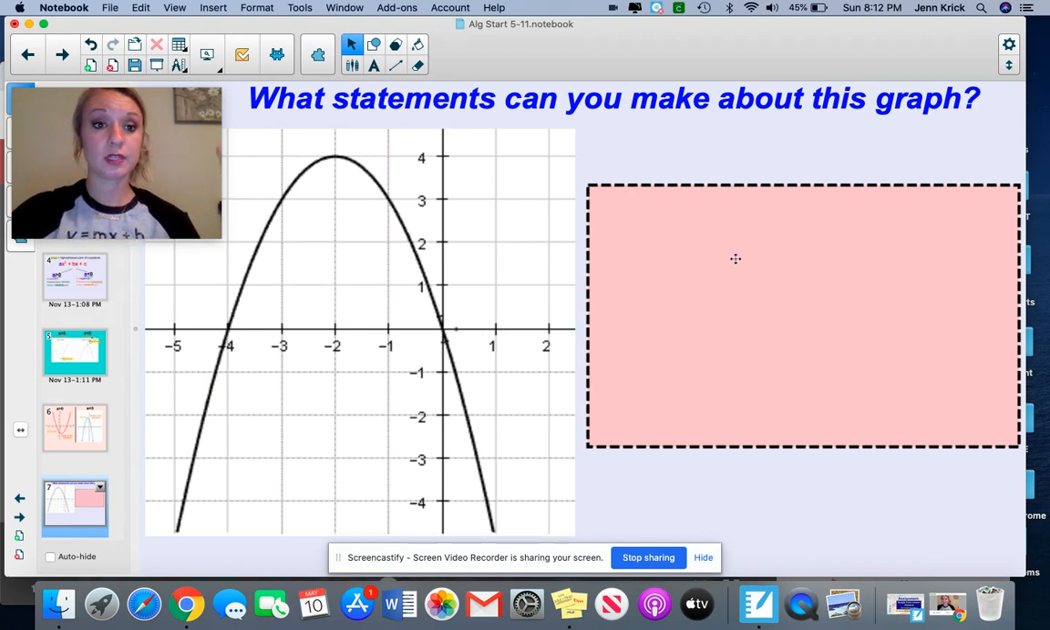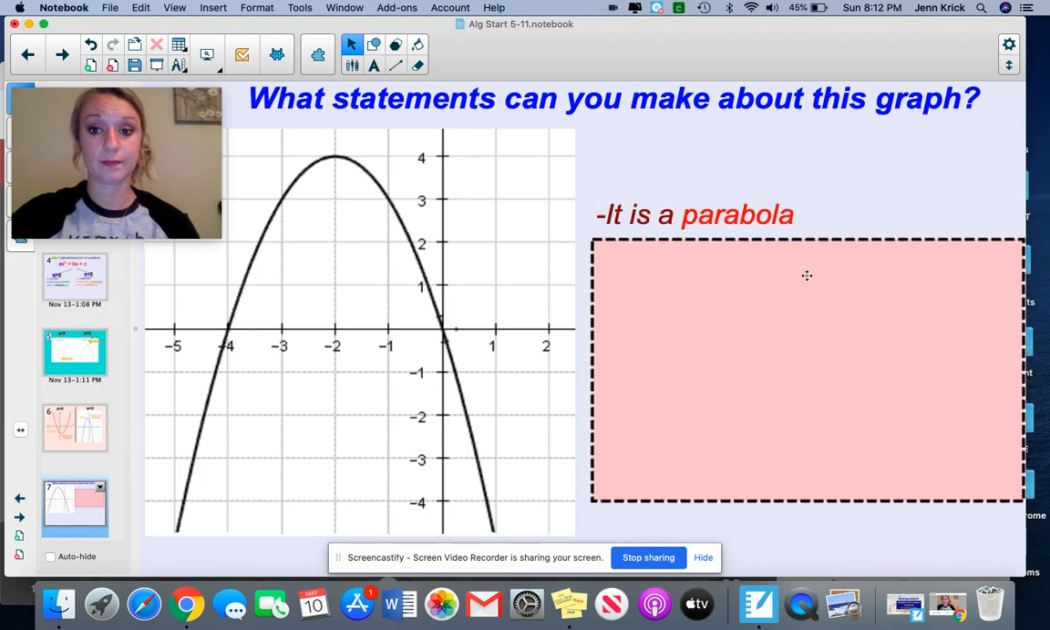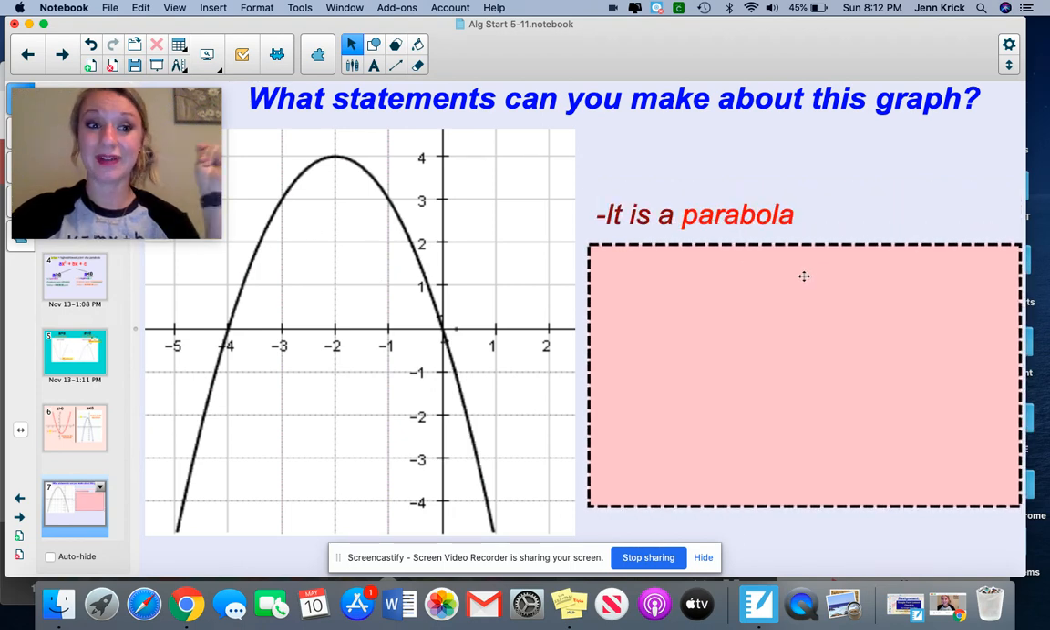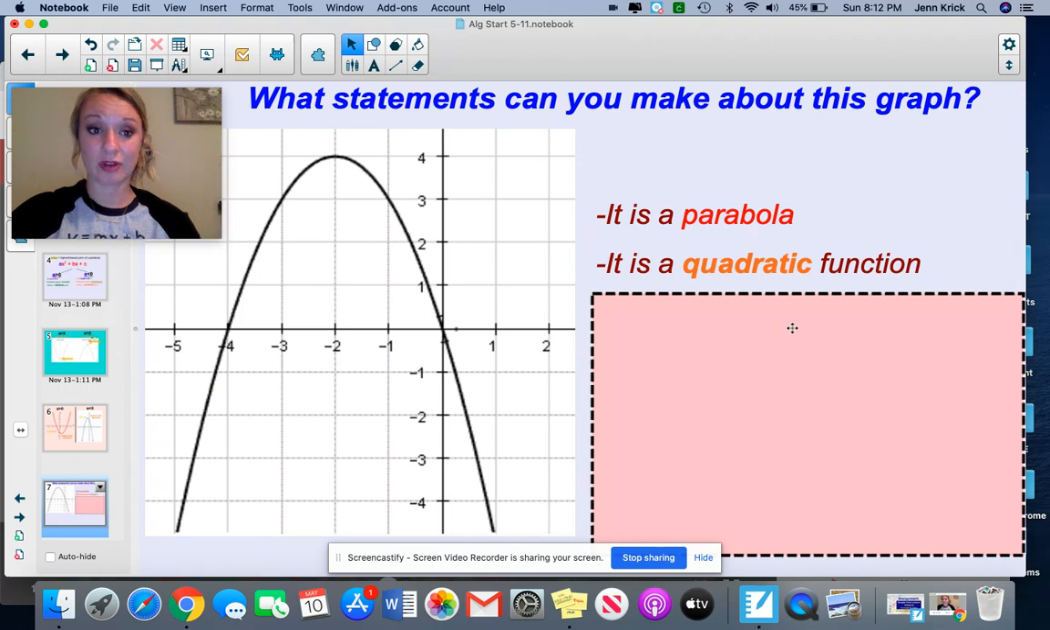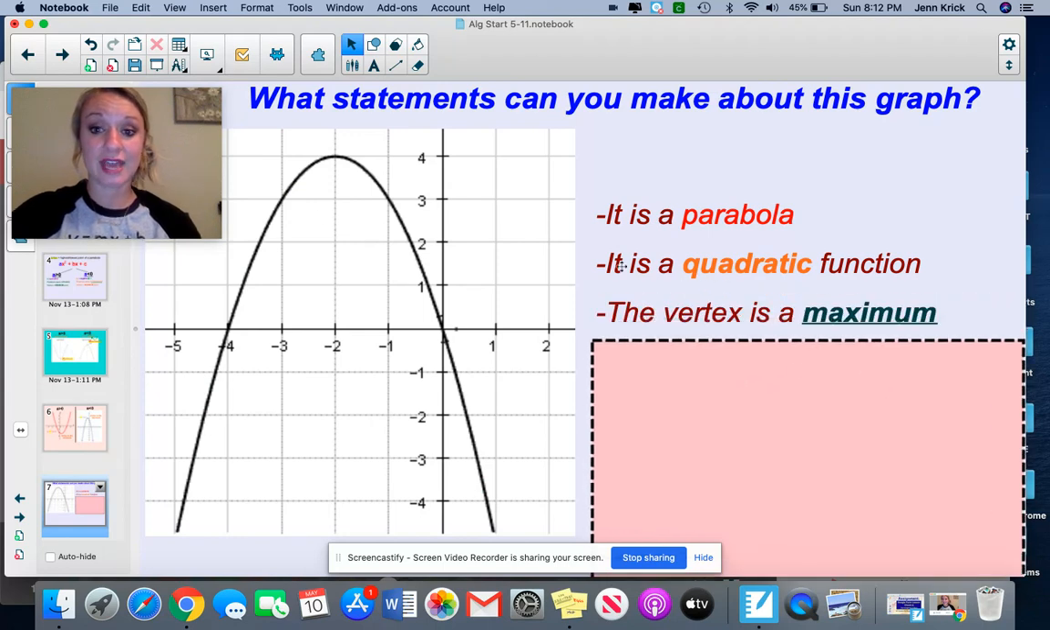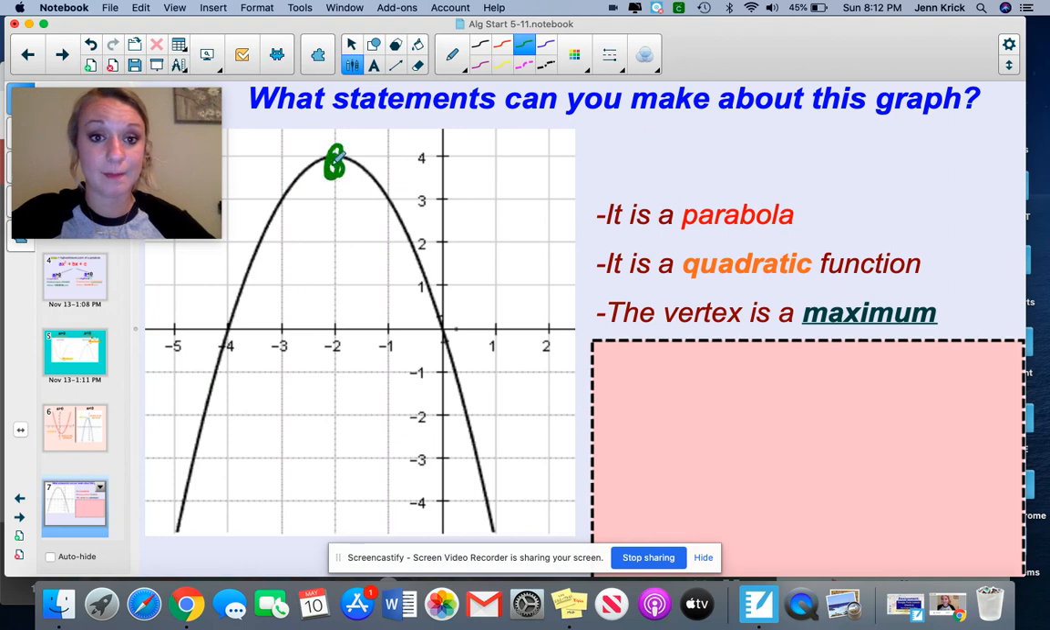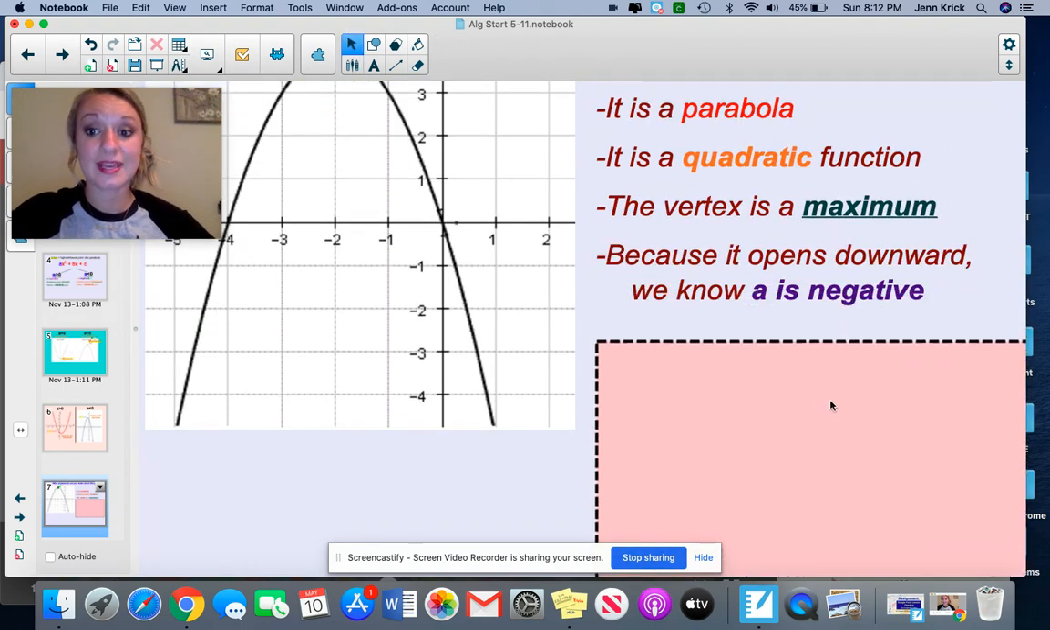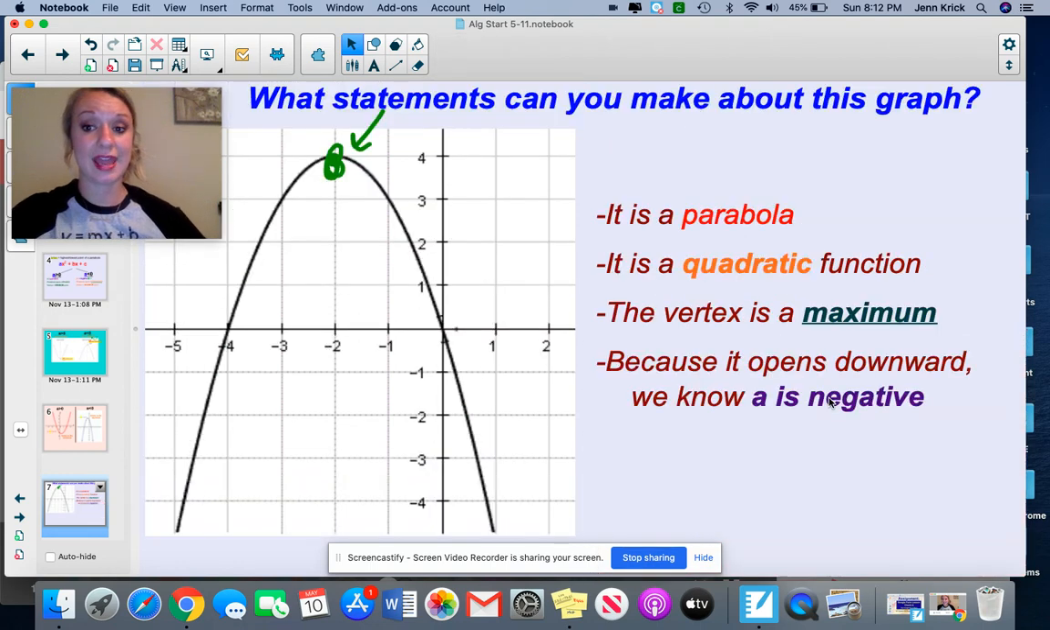Okay, so here's how it goes in my head. If I asked you what statements you can make about this parabola, number one, you'd say it is a parabola. It is a quadratic function, and you know that because it made a parabola. Only quadratic functions do that. The vertex is a maximum because it is your highest point. Because it opens downward, we know that A, our leading coefficient, is negative. So that's all that you can tell me from the graph.